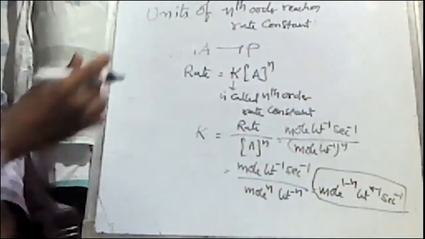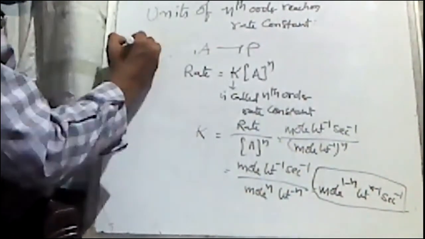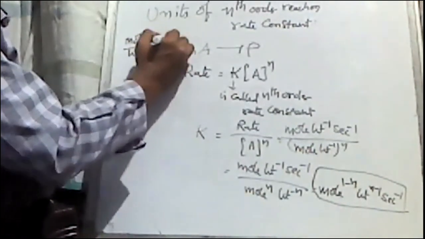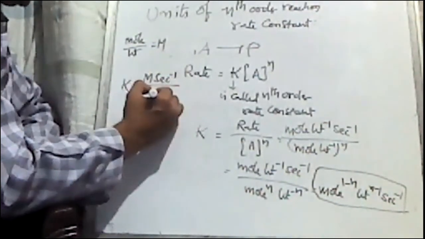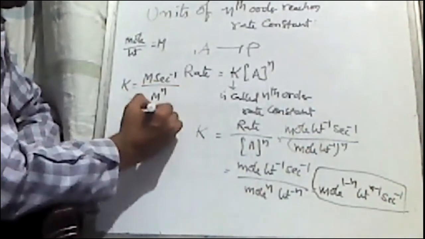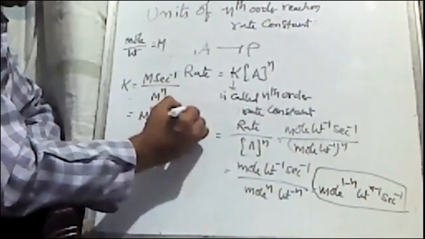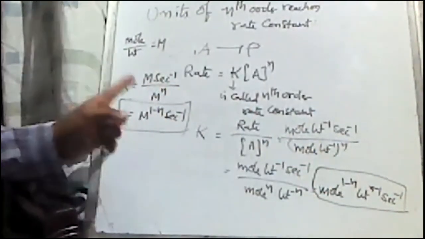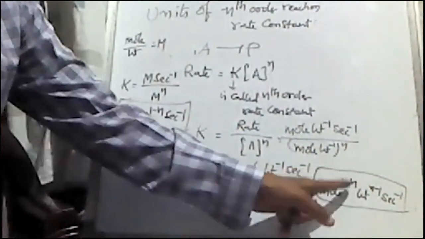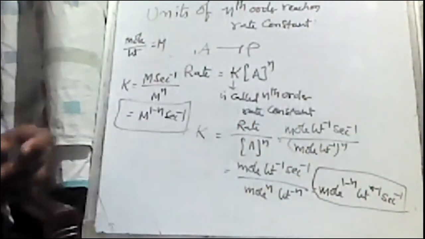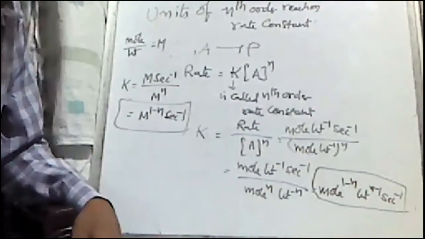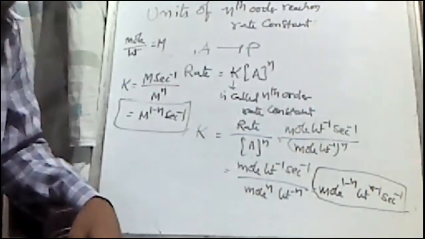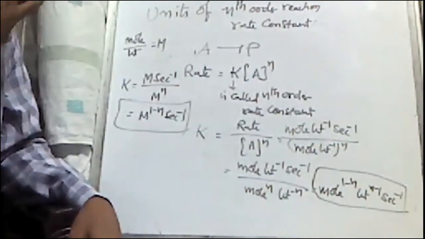See here, this can also be written as K is equal to, what is mole per liter? Mole per liter is the molarity. I can write it as M s⁻¹ by M^n. Now what will it become? M^(1-n) s⁻¹. So we can write it either this way or this way, there is no problem. Mol^(1-n) L^(n-1) s⁻¹ are the units of the rate constant of an nth order reaction.